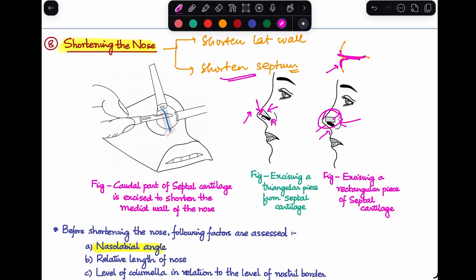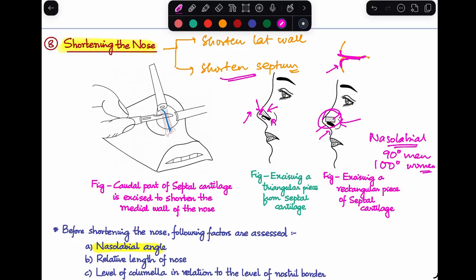So this is how we perform shortening of the septum by excising a part of the caudal part of the septal cartilage. Now it is important to remember that we are trying to get a desired nasolabial angle over here. And nasolabial angle, usually we try to get 90 degrees in men and about 100 degrees in case of women. So we have to excise as much as required to get this angle. After you have excised the cartilage, then we remove any excessive mucosa that is attached at this region, and thus our shortening of the nose is done.